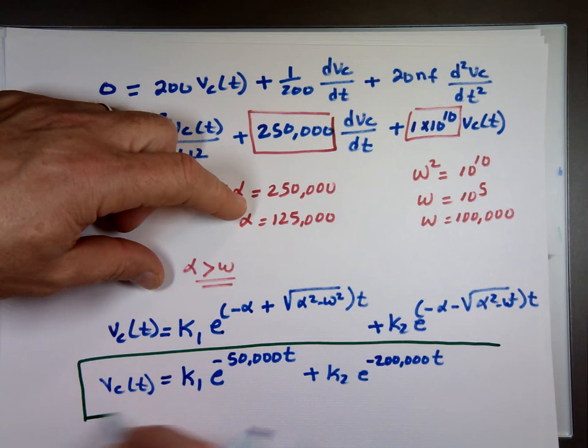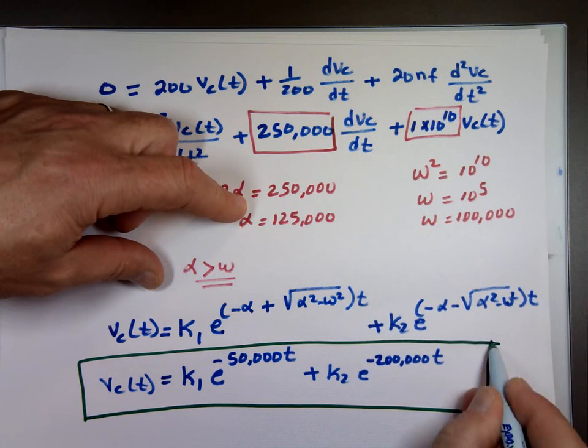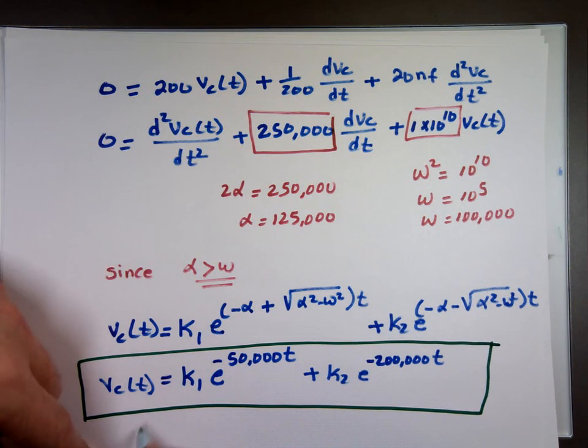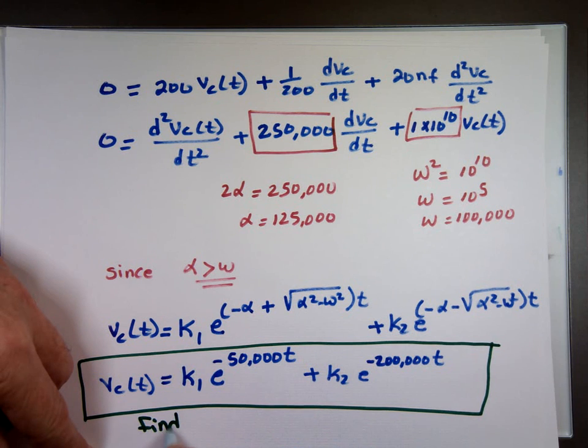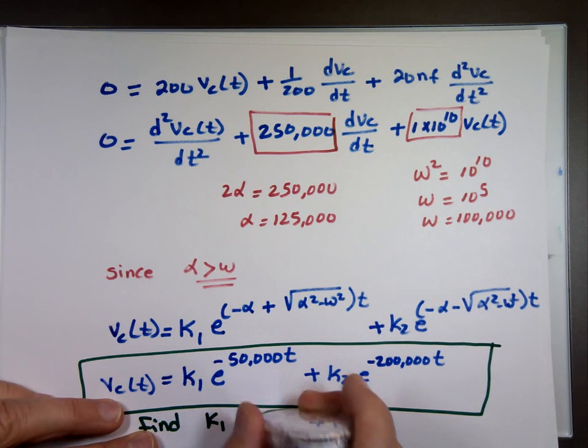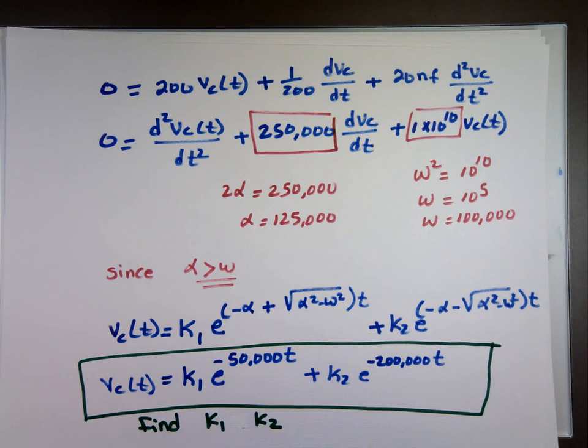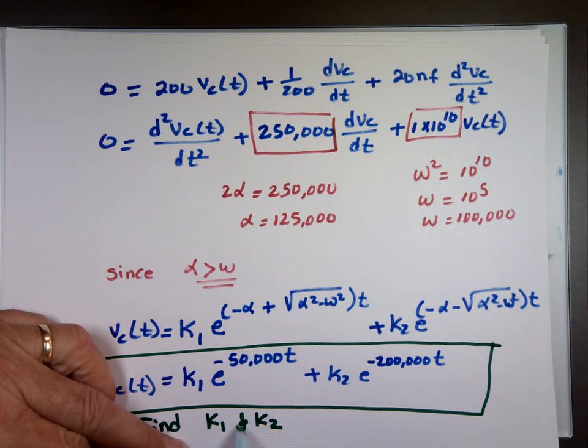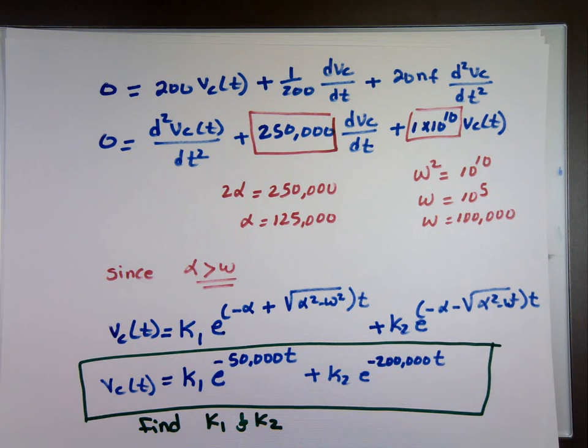K1, K2. We need to find K1 and K2. If I know what they are, the problem is history.